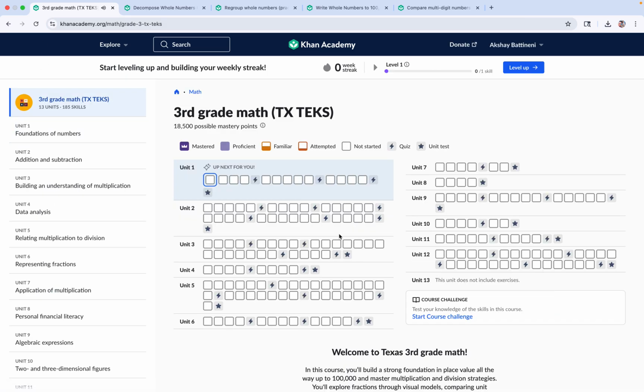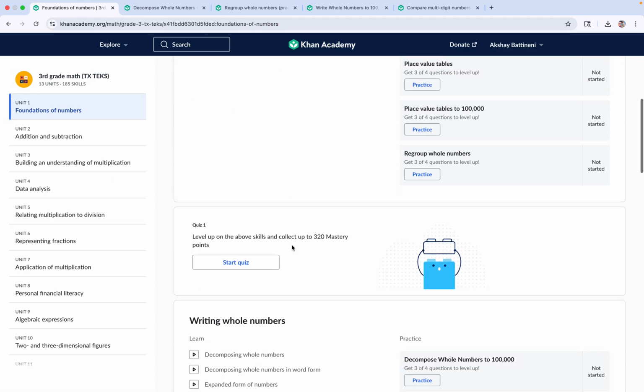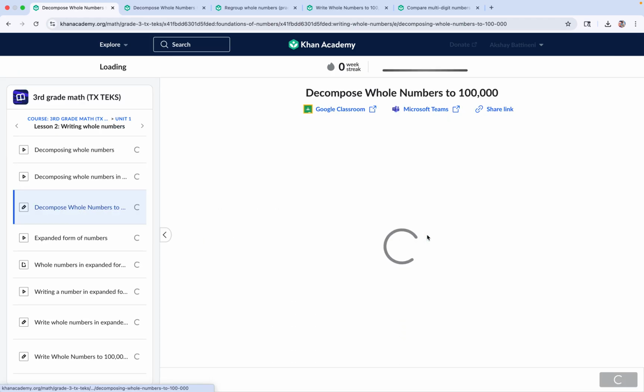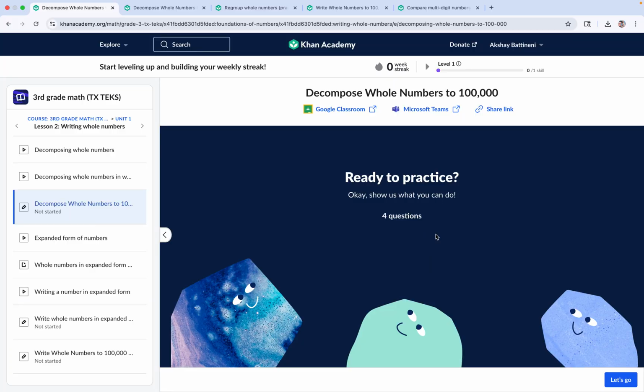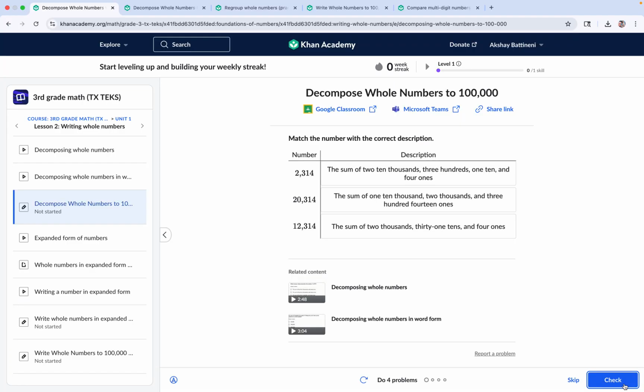Now let's go to decomposing. As I told you, decomposing is just doing the opposite of this. So let's see, match the number with the correct description. Here they're giving you numbers on the left, and we have to match them on the right. Okay, let's do the first one. 2,314. So this 2 is the thousands place, 3 is the hundreds place, 1 is the tens place, and 4 is the ones place.